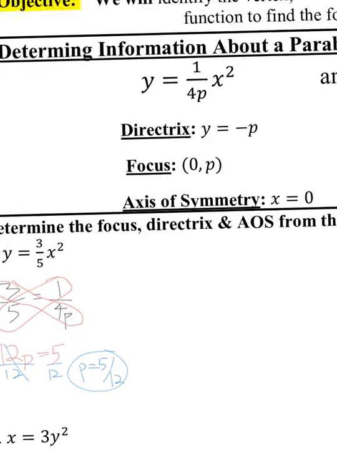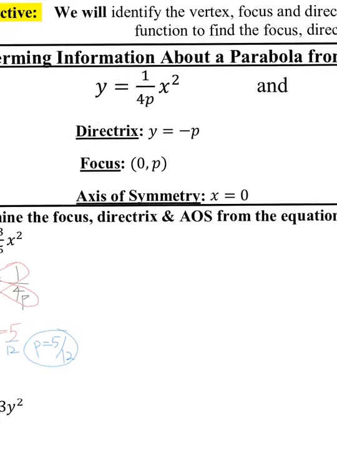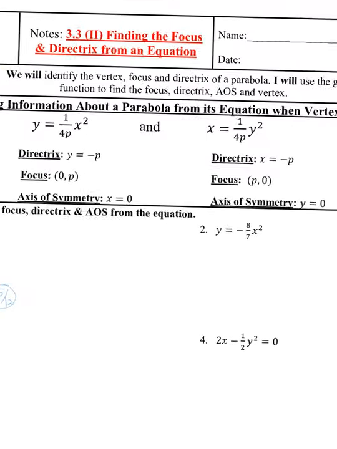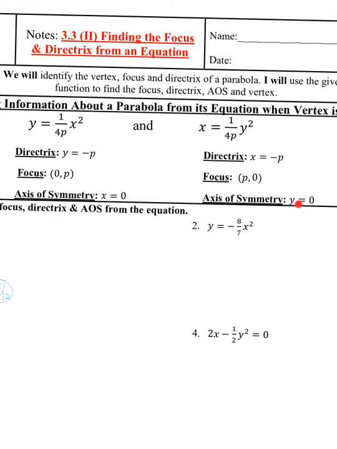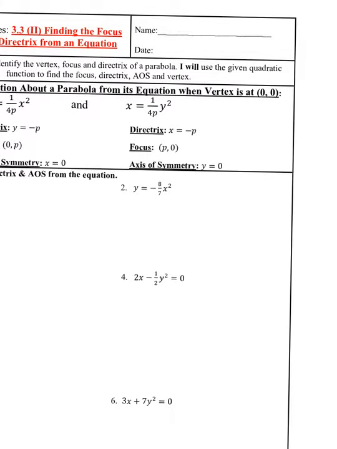So once you know your p, I'm going to ask you, what's your focus, your directrix, and your axis of symmetry? So for the focus and directrix, plug in the p. Remember, the directrix is the opposite sign of the p. The focus is exactly the p. And if it's in y equals, make sure you put in the y coordinate. And then your axis of symmetry is going to be x equals 0 for a y equals equation, and it'll be y equals 0 for an x equals equation. So that's pretty easy to remember, because the reason why it's at x equals 0 or y equals 0 is because the vertex is at 0, 0.